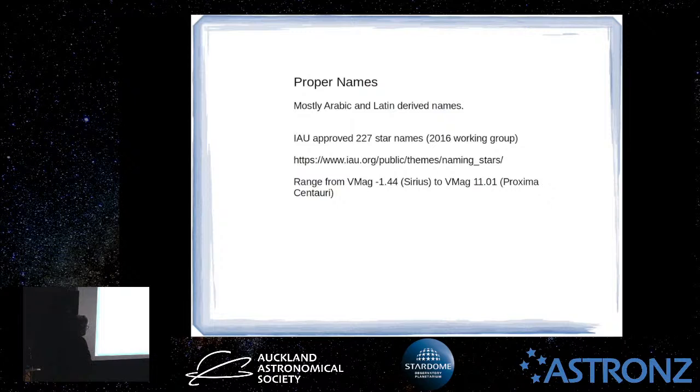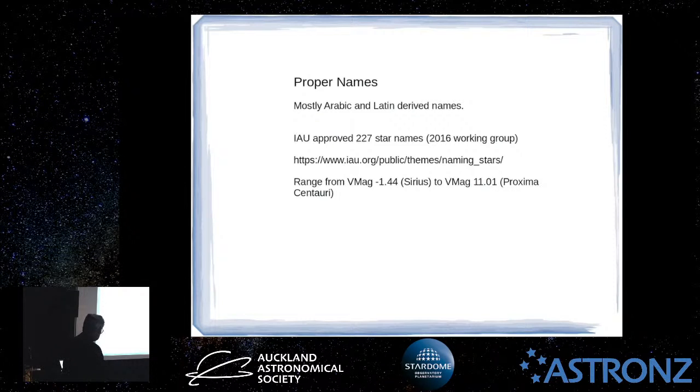Just a bit more on proper names, mostly either Arabic or Latin derived. There's a couple of strange ones that have been thrown in there, and recently there have been some new ones. As you see, the IAU back in 2016 set up a working group, and there are now 227 official IAU star names. And I don't know why, but Alpha Centauri, which we would always refer to it as, is now called Rigel Kentaurus, apparently because navigators referred to it like that. And there's a few other new ones that they came up with.